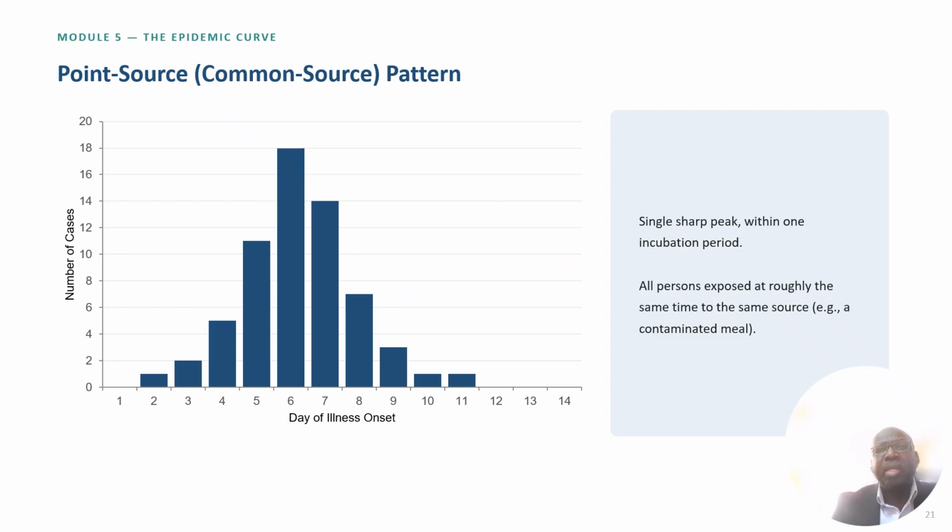Then, the first recognition of the outbreak pattern is a point source. Like when we talk about food poisoning, the last scenario we have explored. This is a single sharp peak within one incubation period. All the people attended the same wedding at the same time, and they develop signs and symptoms within days. Here, in a few days or sometimes a few hours, the cases come out. That's what we call a point source or common source pattern.